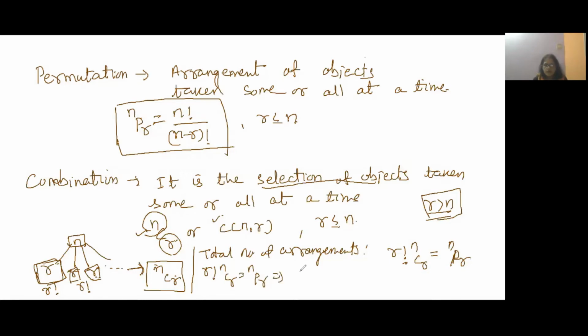This implies nCr equals nPr divided by r factorial, and as you know, nPr equals n factorial by (n minus r) factorial. So it would become nCr equals n factorial by r factorial into (n minus r) factorial. This is the formula for nCr. Is it clear? And this is the relationship between permutation and combination.